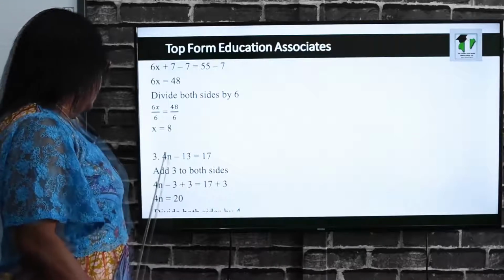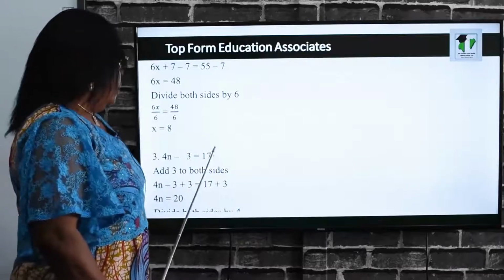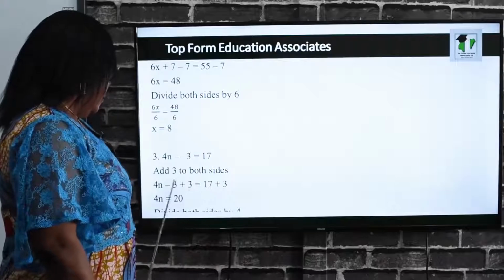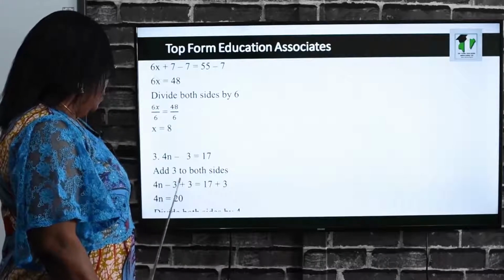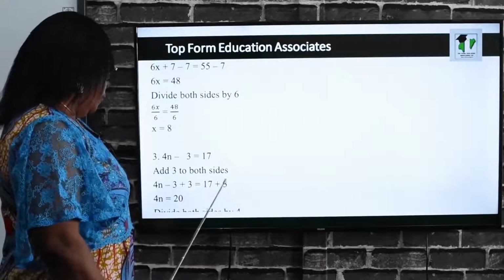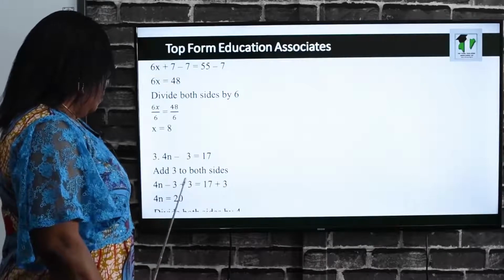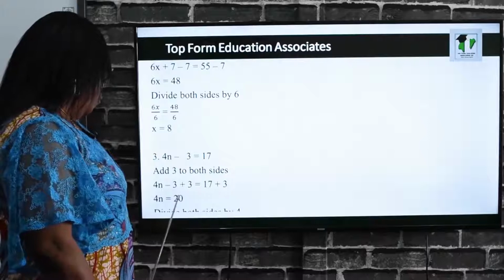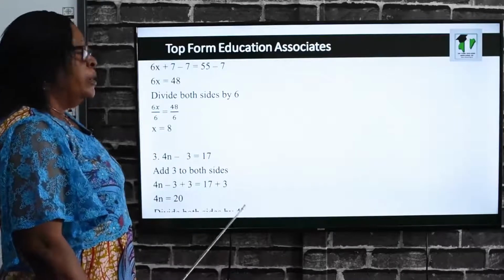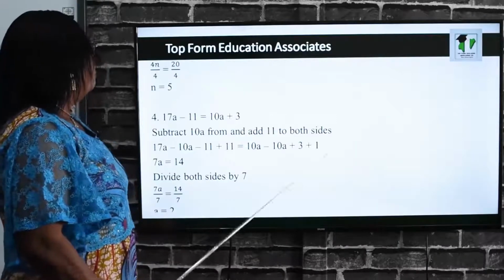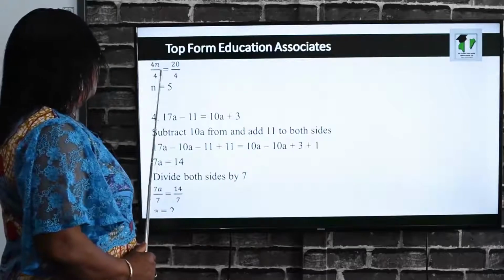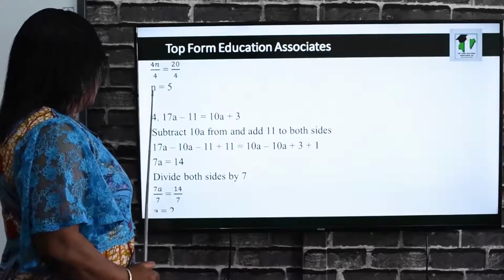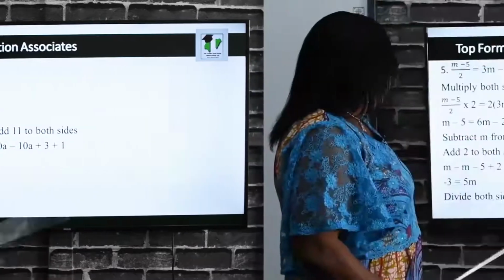Question number 3. 4n minus 3 equals 17. Add 3 to both sides. We have 4n minus 3 plus 3 equals 17 plus 3. Minus 3 plus 3 is 0. So we have 4n equals 20. We divide both sides by 4. Have 4n over 4 equals 20 over 4. And that gives us n equals 5.